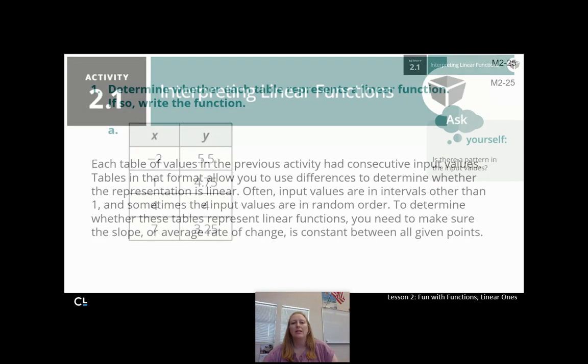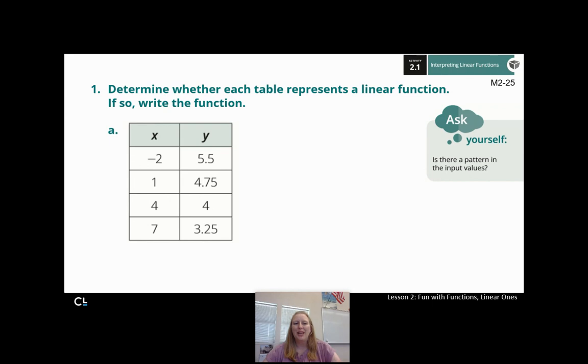So what you're going to do, I've got some new tables for you. You have several of them here on page M2-25. I would like you to determine whether each table represents a linear function. And if it does represent a linear function, write the function.